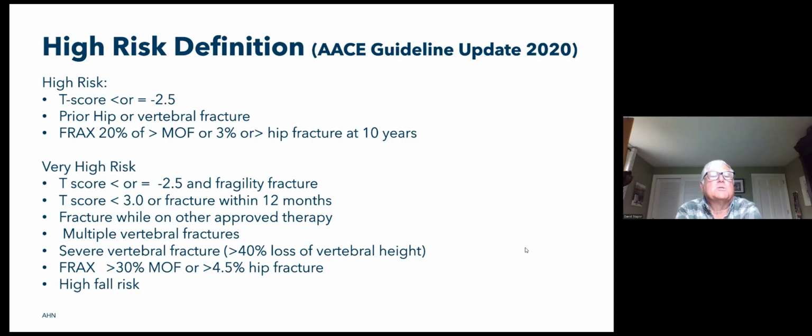Very high risk is a T-score of -2.5 with a fragility fracture, or a T-score at any of those areas below -3 standard deviations. A fracture while on other approved therapy, someone that's been treated for osteoporosis with, say, Fosamax, and then breaks a hip. That's a failure of treatment. Multiple vertebral fractures, which I mentioned, which would be more than one, or a severe vertebral fracture. Think of a vertebra as the building block, and the building block gets crushed. And if the building block gets crushed more than 40%, that's a severe compression fracture. FRAX score greater than 30% at major osteoporotic, or 4.5 at the hip range, and a high fall risk. Someone that falls often is also considered a very high risk and needs increased consideration for more aggressive management for osteoporosis.